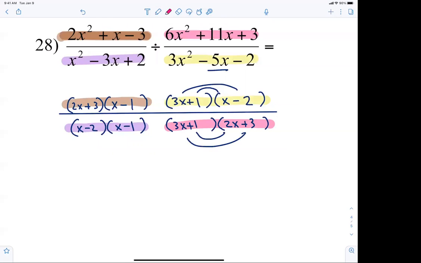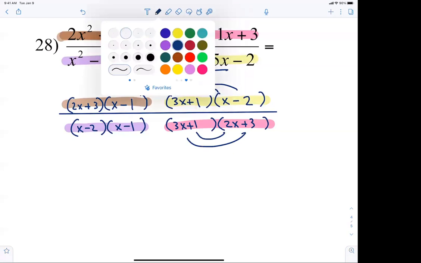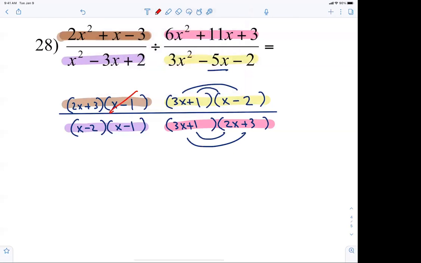Oh man, it's 1. And it's 1. I could just tell. No, you can't. You're not, mathematically. All right, here we go. So now x minus 1, x minus 2, 3x plus 1, 2x plus 3. So after all that, it's a what? 1.